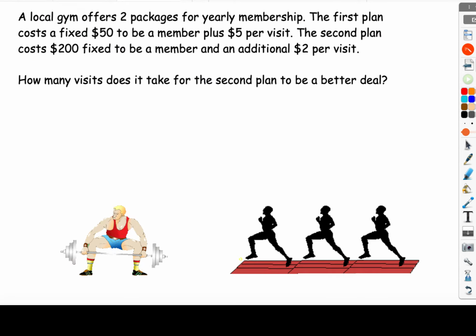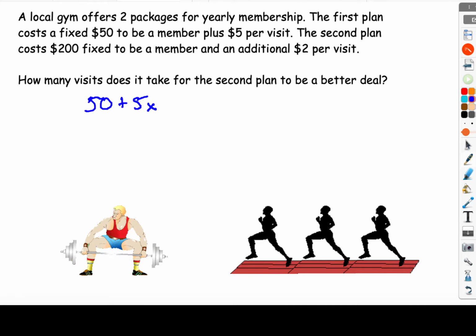Let's look at a quick word problem where something like this might come into play. A local gym offers 2 packages for yearly membership. The first one offers a fixed cost, so a one-time fee. So if I was writing this out, I would think fixed cost. I've got $50 that I'm going to have to pay right off the bat. But once you're a member, plus $5 per visit. So now we're going to add on $5 a visit. So again, a fairly small fixed fee, but we're paying $5 a visit every time we go.